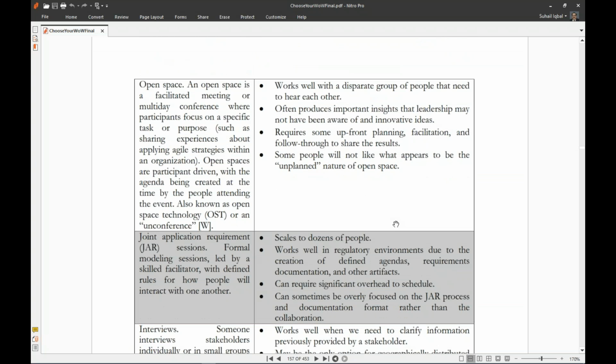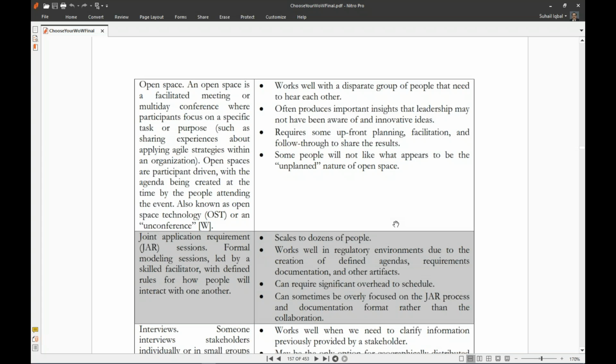Okay. Open space. An open space is a facilitated meeting or multi-day conference where participants focus on a specific date, task, or purpose, such as sharing experiences about applying agile strategies within an organization. Open spaces are participant driven, with the agenda being created at the time by the people attending the event, also known as open space technology.